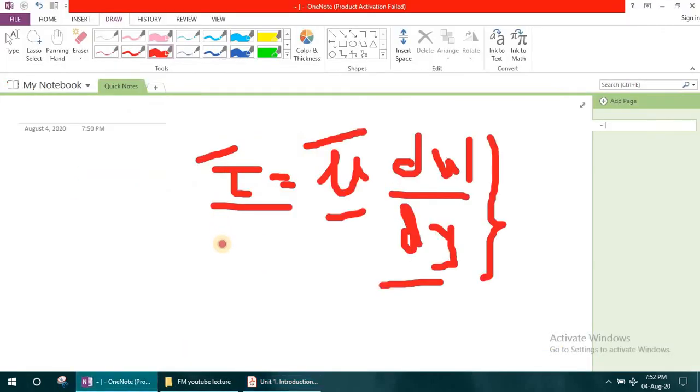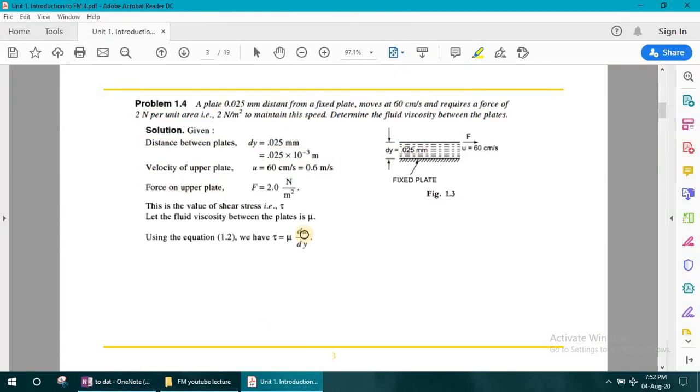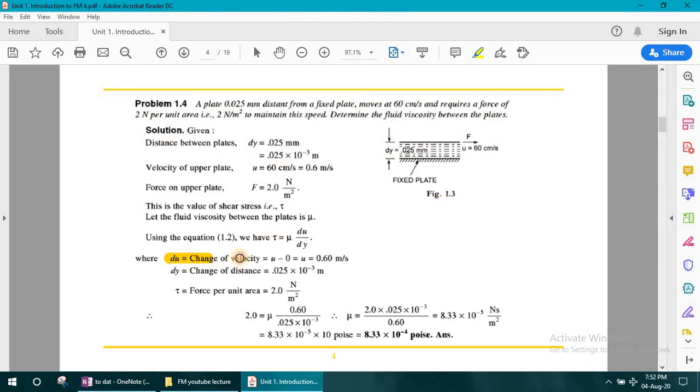I told you the formula here, tau is given, du is given, dy is given. We have to calculate this mu. Now we know that tau = mu * du/dy. Let's see one by one. du, that is the change in the velocity. What is the velocity? 0.6, and the original velocity is always 0, the velocity of this fixed plate. Fixed plate means its velocity is always 0, and this upper plate is the moving plate, so its velocity is 0.6. So 0.6 minus 0 is 0.6.